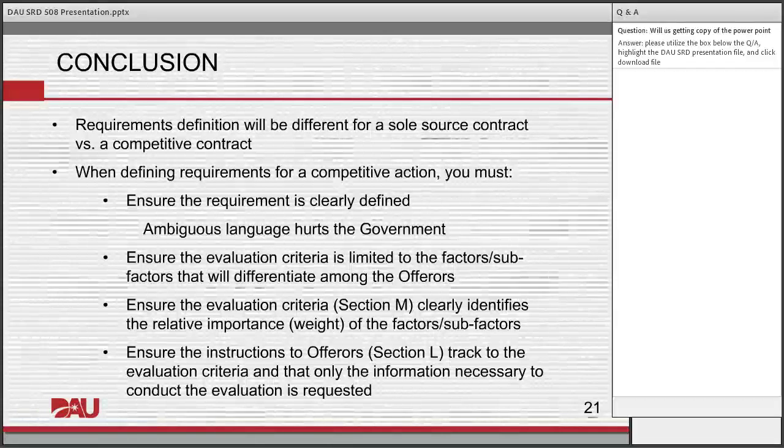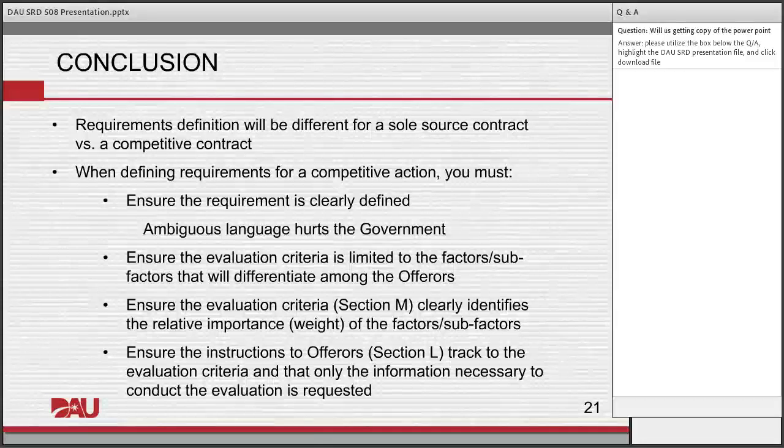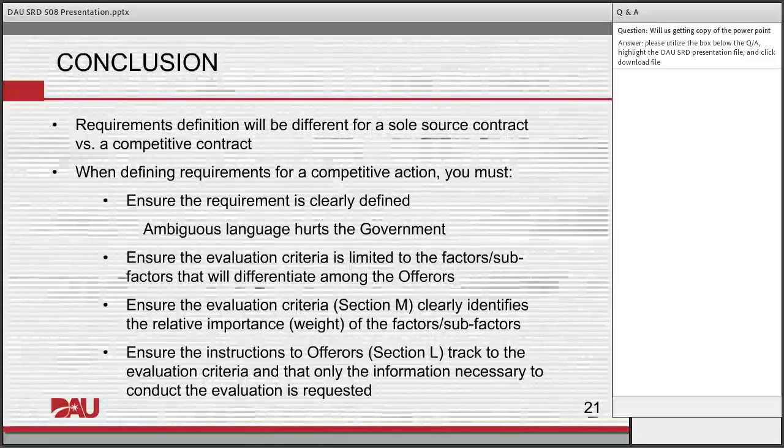Now, Maureen, I do have this one conclusion chart I'd like to go over, if we have a few minutes. Yes. Okay. So in conclusion, a requirements definition, the way you approach it for a sole source action versus a competitive action is totally different. Those of you who have a very strong sole source background, you know that your contractor basically helps you refine your requirements as you go through the process.